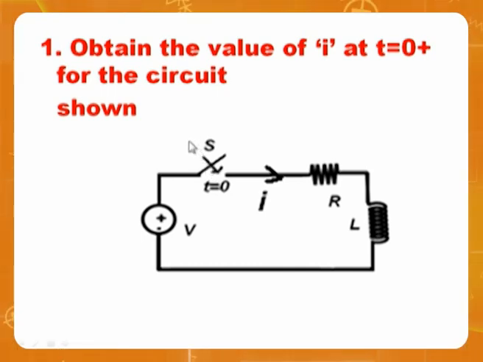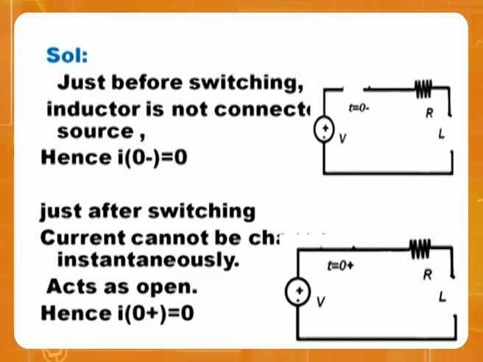That means before t equal to 0 what happened? Switch is open. Now let us calculate the current. Just before switching, what happened to the switch? Open circuit. Now is this inductor connected to the source? No. Why is this inductor not connected to the source? Because the switch is open. Then what happened here? This is not developing any current, that's why open circuit. So current in this circuit is 0.